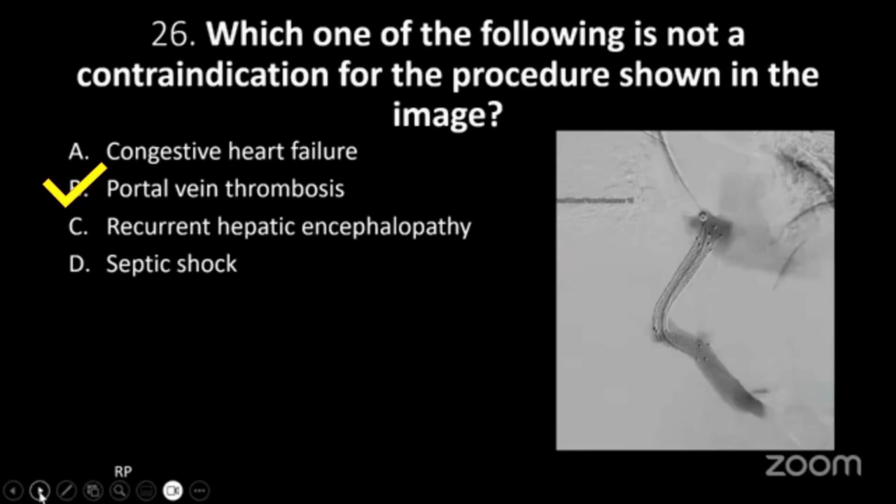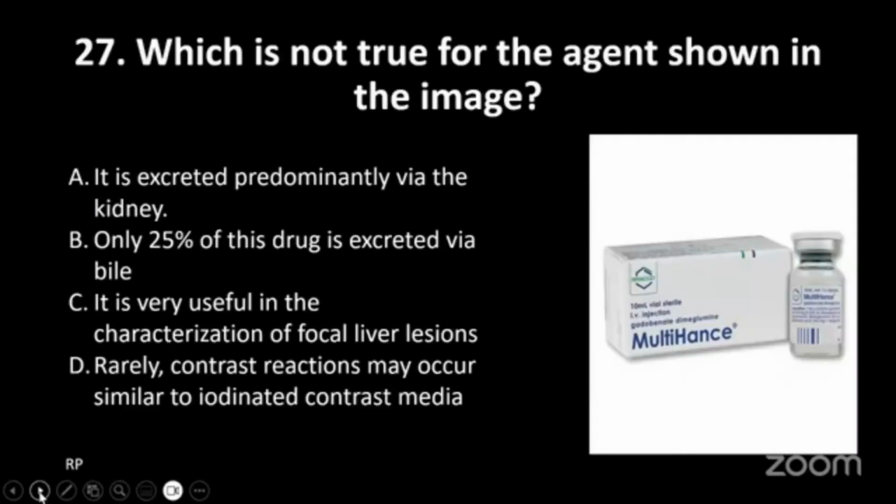This is TIPS procedure, and portal vein thrombosis is one of the indicators of TIPS, and the rest are relatively or completely contraindicated. So B is not a contraindication. 95% of gadolinium is excreted through the kidneys and less than 5% is excreted by the hepatobiliary system. So B is the answer, where it has been given as 25%, which should be less than 5%.